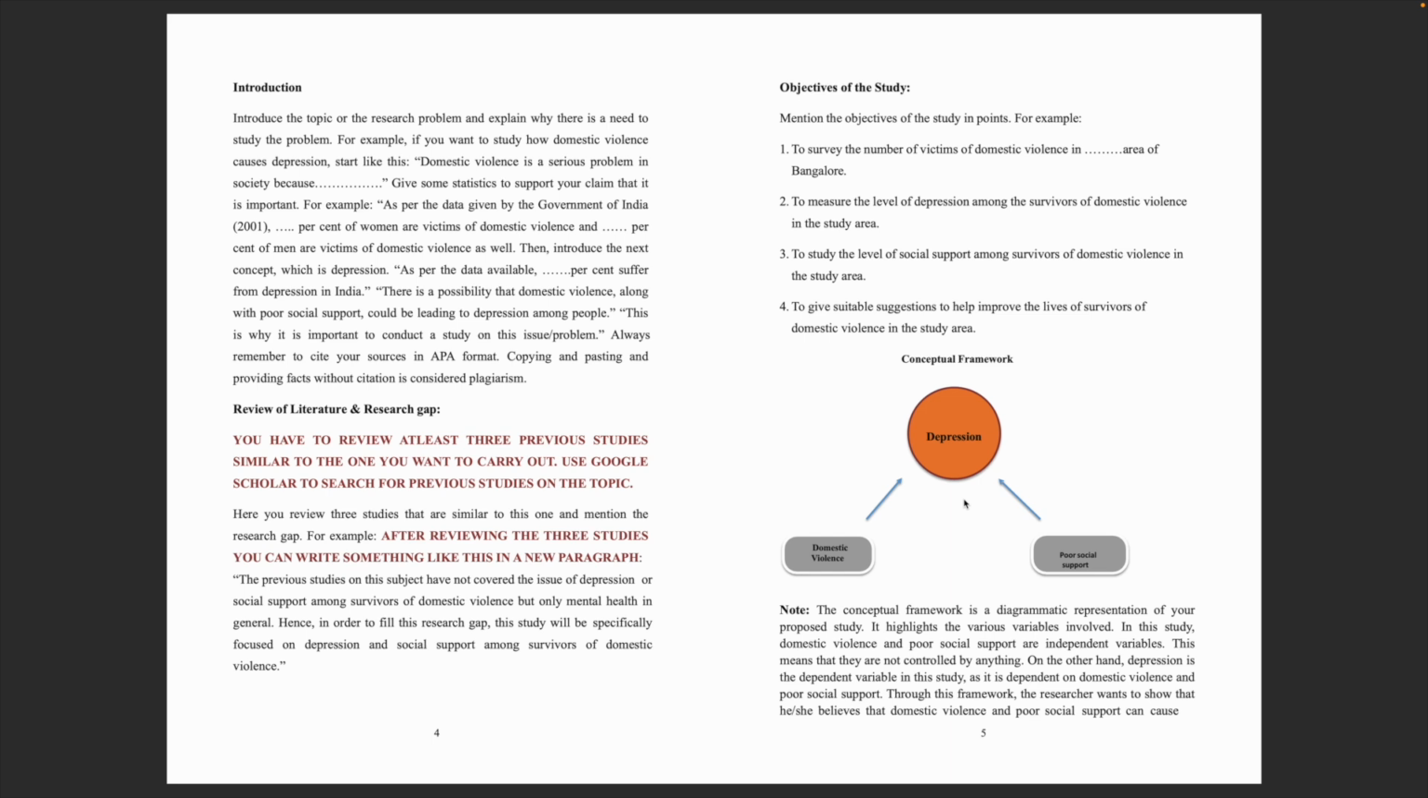So in this case, we have three major variables. Two of them are independent variables and one is the dependent variable. Domestic violence and poor social support are the independent variables, and depression is the dependent variable. That means depression is dependent on domestic violence and poor social support in this scenario. Okay, so this is how a diagrammatic representation of the variables are mentioned. It's also known as the conceptual framework.